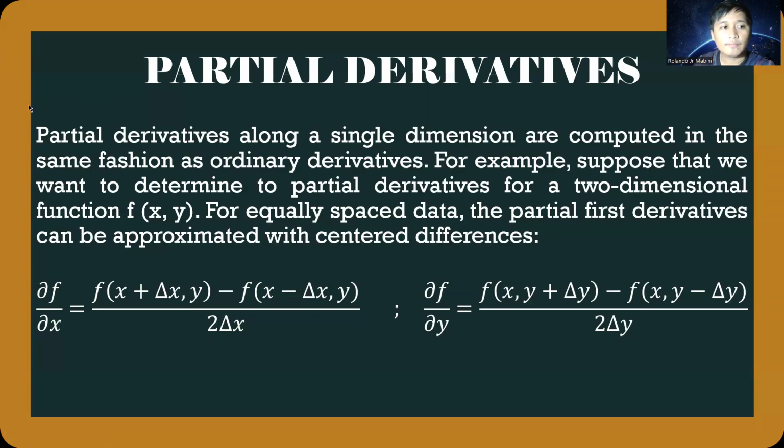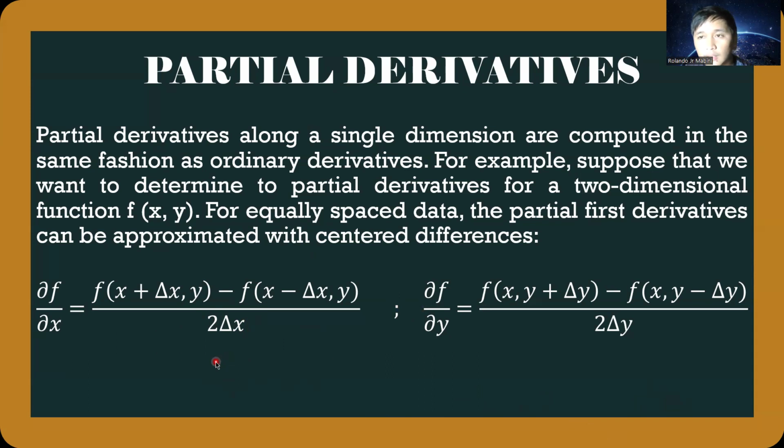Partial derivatives along a single dimension are computed in the same fashion as ordinary derivatives. For example, suppose that we want to determine the partial derivatives of a two-dimensional function f of x, y. For equally spaced data, the partial derivative can be approximated with the center difference. So this is the value of the center difference, these two equations here.